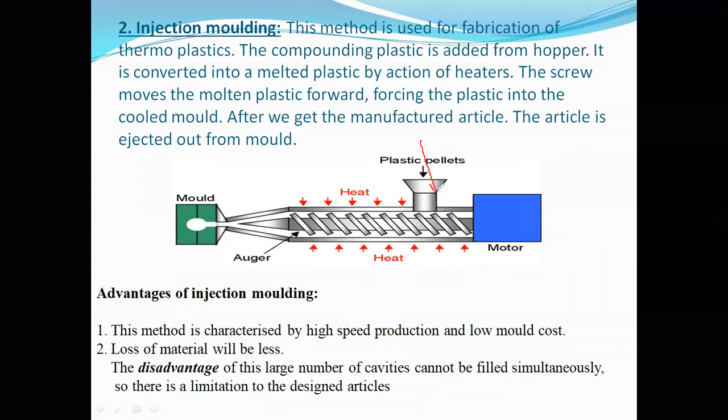The plastic raw material should be taken along with the hopper. What is known to be hopper? Hopper is known to be entrance. Now, I'm taking thermoplastics here. I'm repeating. Injection molding method is only applicable for thermoplastics.